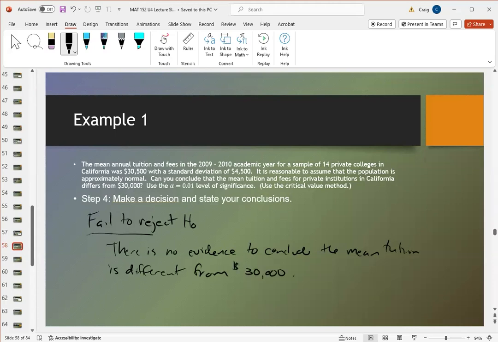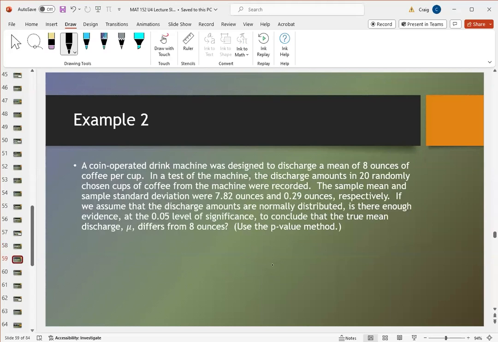Okay, so make a decision about the null and then write a statement in terms of the alternative. Let's try one more example with the t value. A coin-operated drink machine was designed to discharge a mean of 8 ounces of coffee per cup. In a test of the machine, it discharges in 20 randomly chosen cups. Okay, so our sample is 20, and we know the population mean value is 8 ounces.